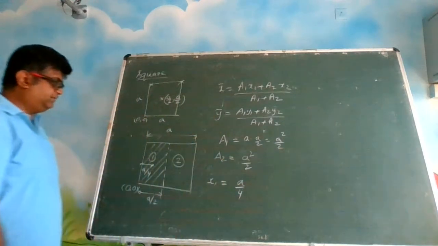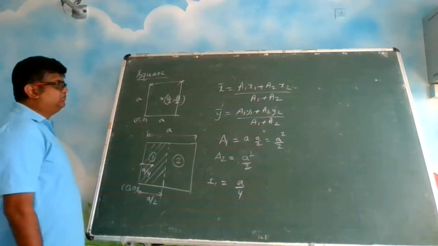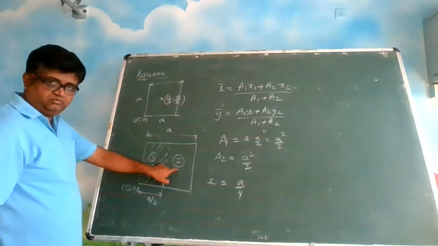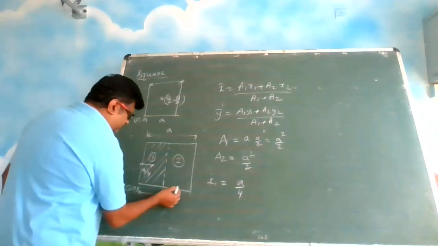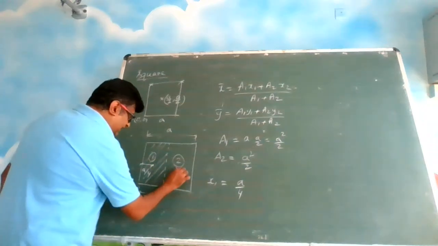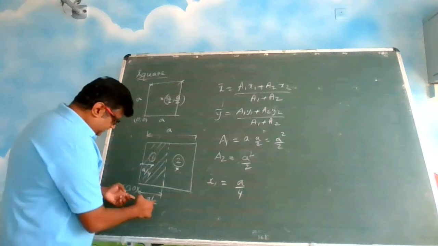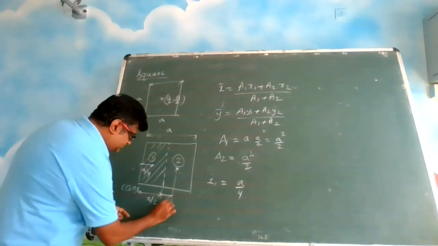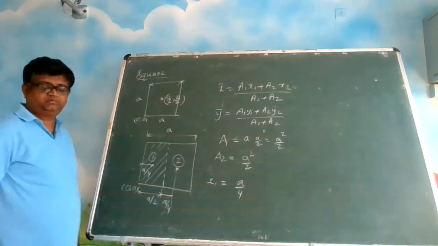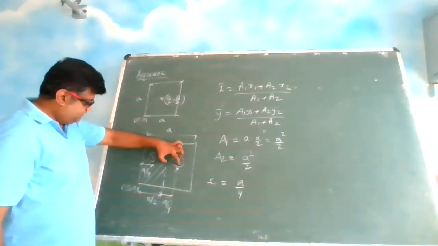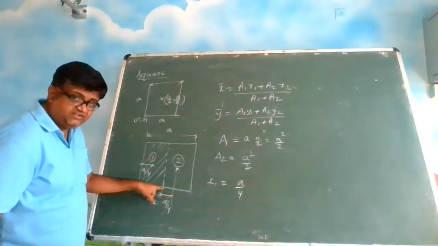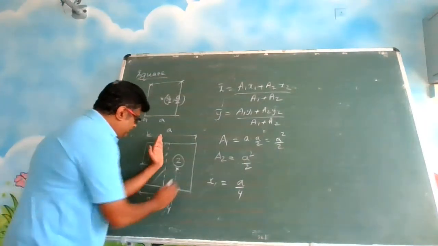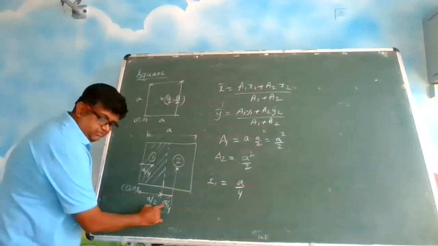I'm telling each step because no matter how complicated a problem you do, each step should be very clear. Now coming to second area. Second area, where will it be? It will be at its center. See, this is A by 2, this is A by 2, so how much will this be? This is A by 4. Forget this, you see only this portion. It will be A by 4.